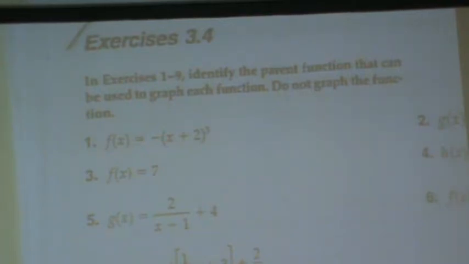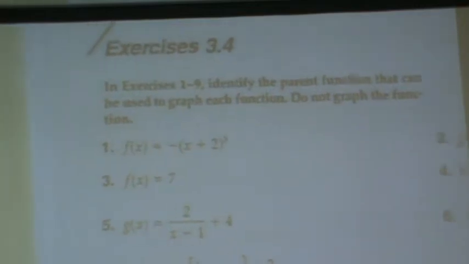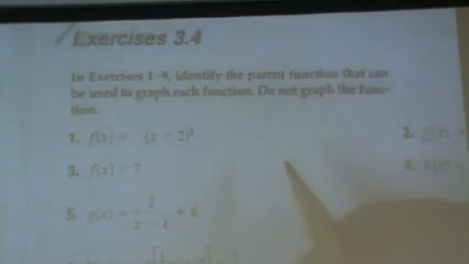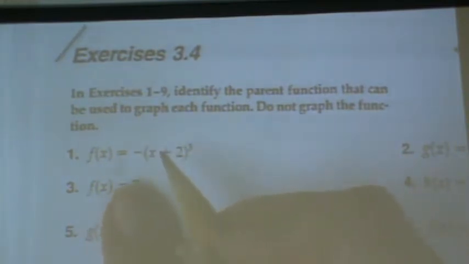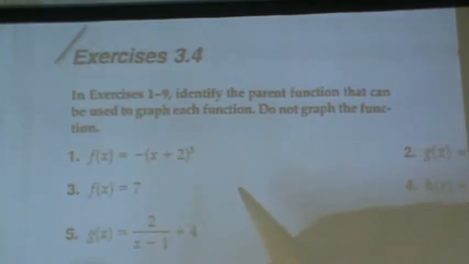Here is pre-calc day 2 homework of 3.4. The first 9 questions are asking you just to identify the parent function. So you don't have to graph these, you just want to strip the equation of the vertical stretches, compressions, and the horizontal shifts left and right. And you should be able to write the parent function.